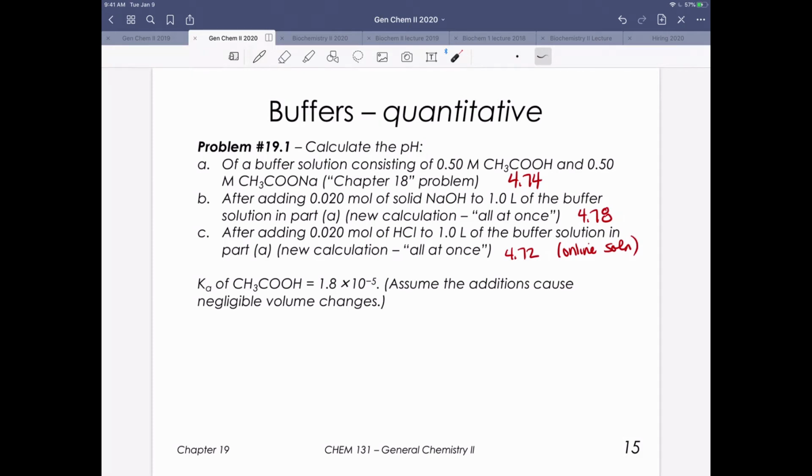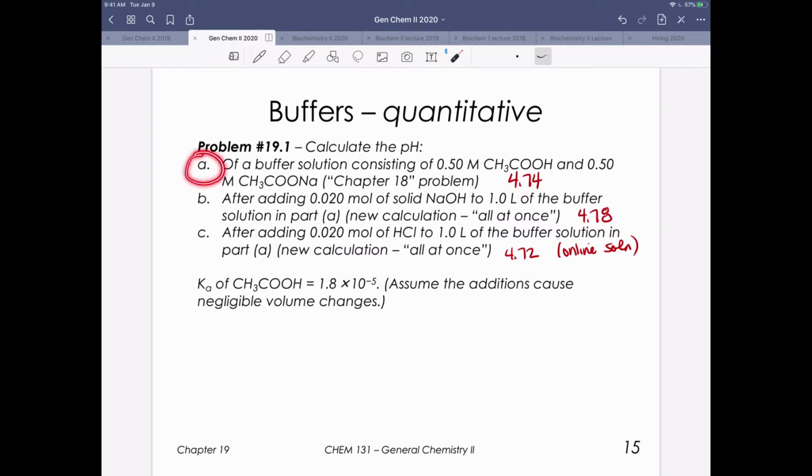Okay, so here's our big problem. We're actually only going to work through parts A and B together here. I encourage you to try doing part C on your own. I've got the answers provided here for what you should get for all three parts.